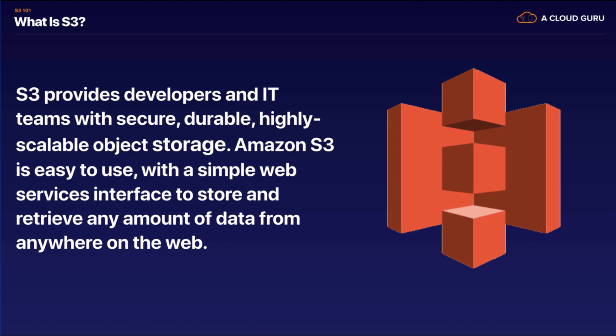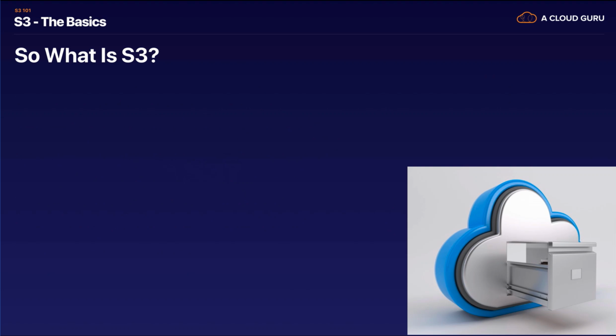Well, the official Amazon definition is that it provides developers and IT teams with secure, durable, highly scalable object storage. It's easy to use with a simple web services interface to store and retrieve any amount of data anywhere on the web. So what does it actually mean? S3 is basically a place to put your files. It's a place to put your flat files. So things like videos, things like text files, things like pictures, basically any kind of flat file. And by flat file, I just mean a file that doesn't change. So you couldn't store a database file on S3 because a database file is always changing. But if it's a flat file like a picture or a video, for example, that's already been encoded, then it is a perfect candidate for S3.